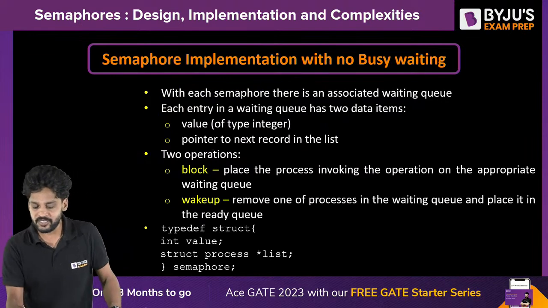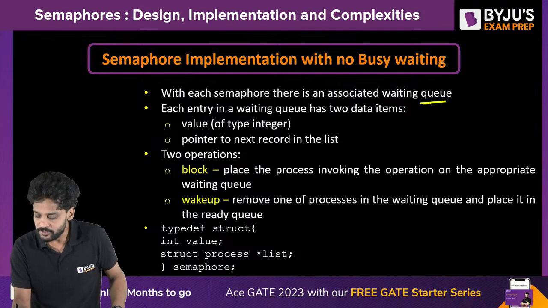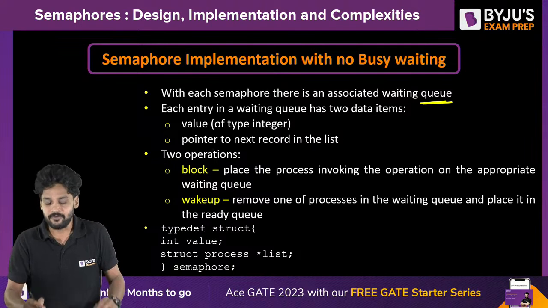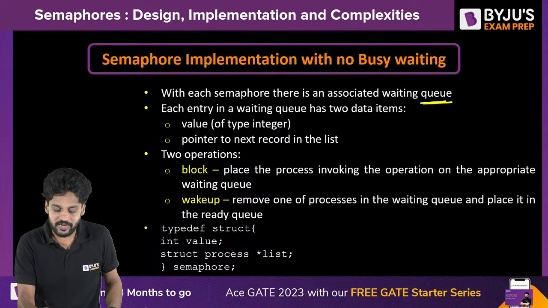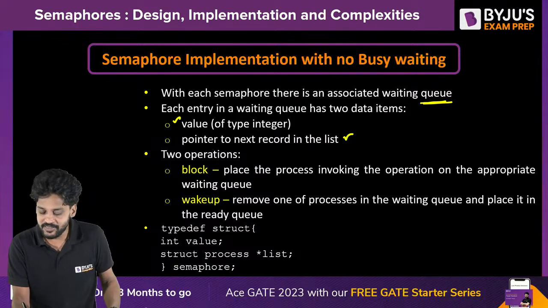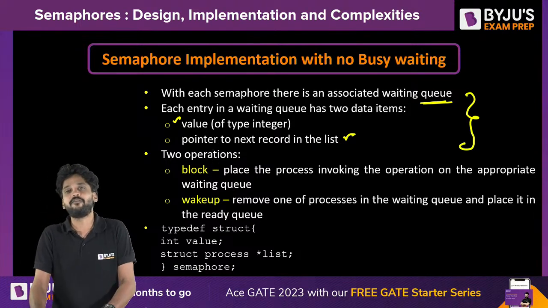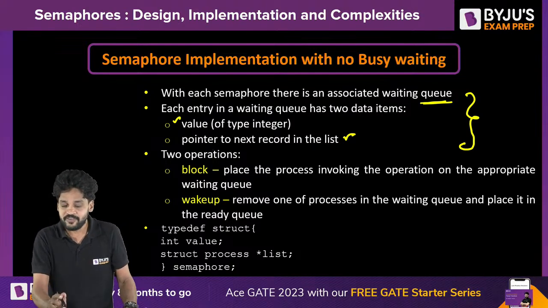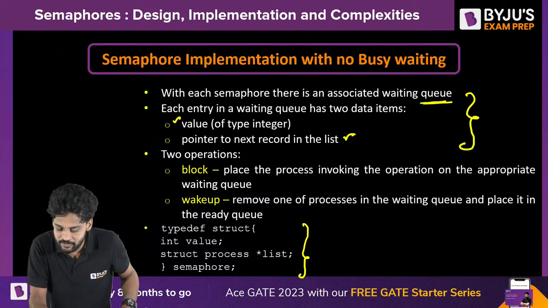For every semaphore, there is an associated waiting queue. Every semaphore will have two things: the first one is a value, and a pointer to the next PCB in the list. What is this? I'll tell you. In order to redefine the semaphore's wait and signal operations, first of all, we need to define a structure with the name semaphore.